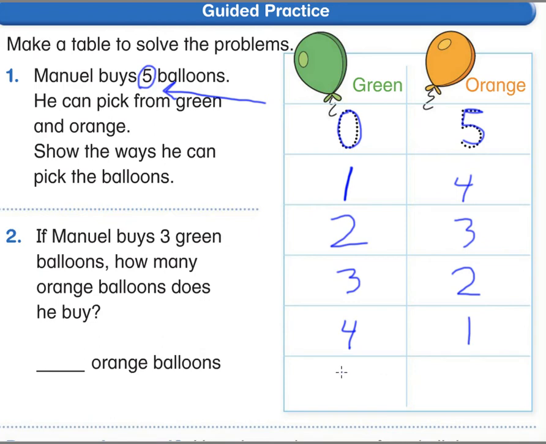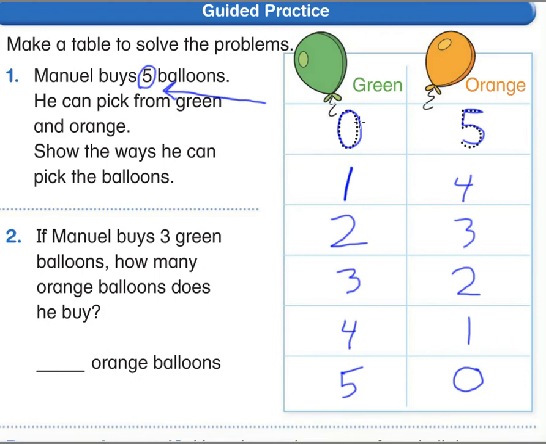What if we don't like orange at all, and we just want all green balloons, and we pick 5? How many orange balloons could we have? 0, because we already reached 5 on this side.